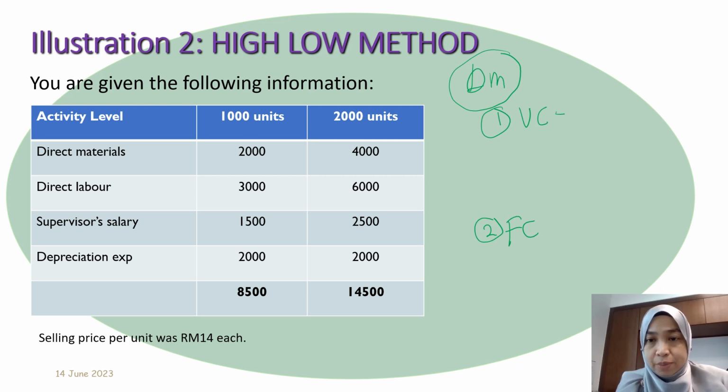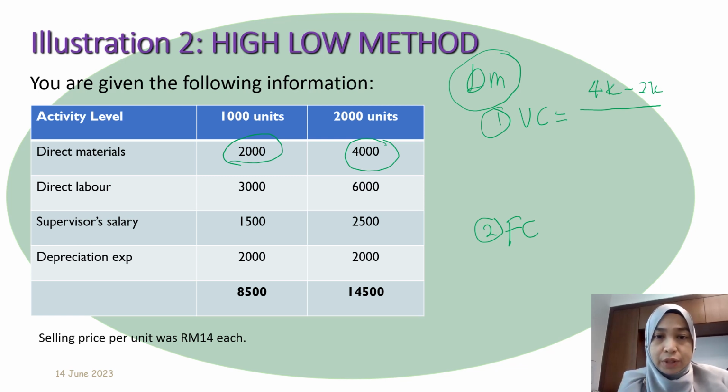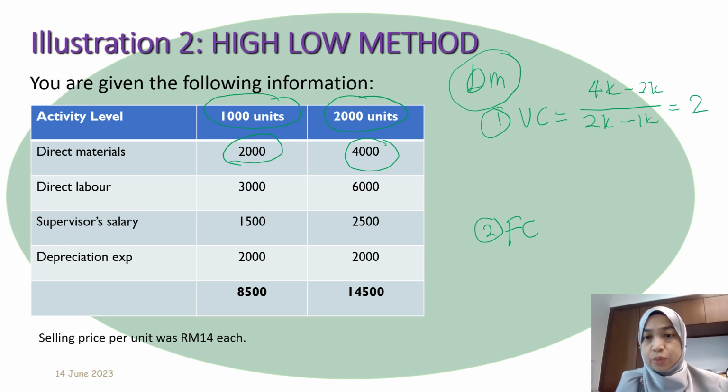Okay, so the first step, you take highest value minus lowest value. So for direct material, the highest value is 4,000 ringgit. Lowest value is 2,000 ringgit. So 4,000 ringgit minus 2,000 ringgit. And then you divide by highest activity level minus lowest activity level. So the highest activity level is 2,000 units. Lowest is 1,000 units. Okay, 2,000 units minus 1,000 units. When you solve this equation, actually you will get 2 ringgit.